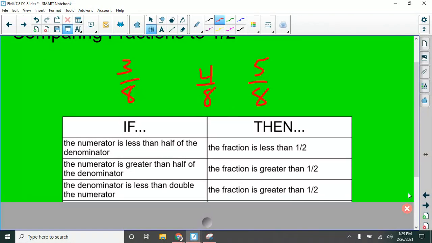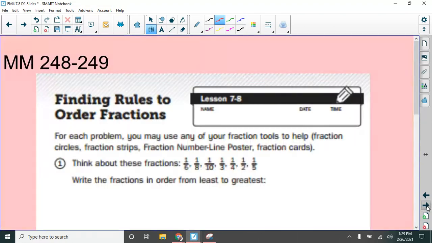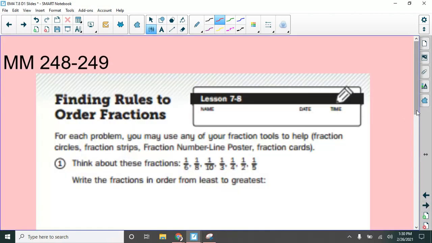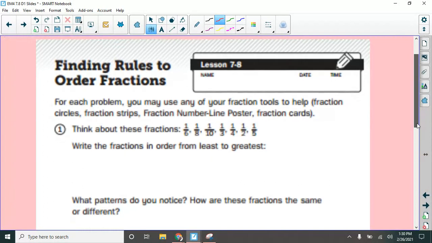So that's going to be on this side too. Okay, so just a few ways that you could think about writing the rule. There's the standard that we've been working with recently, comparing two fractions with the same numerator or same denominator. Okay, so this is what we're going to work on together here.